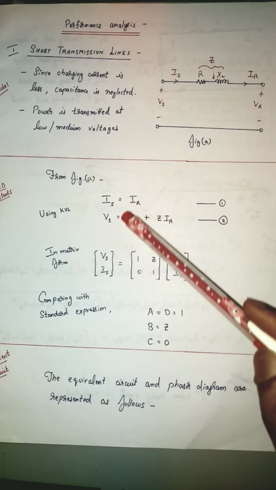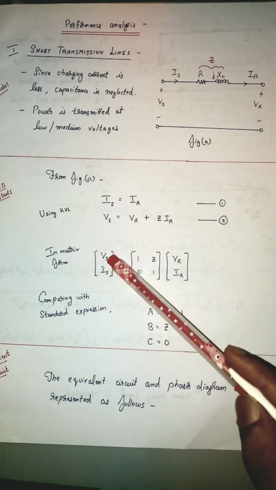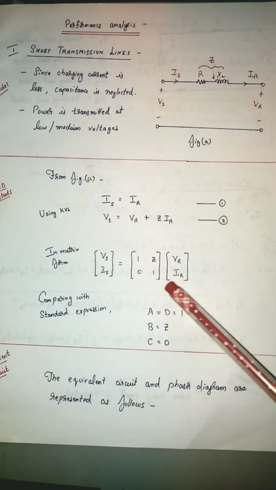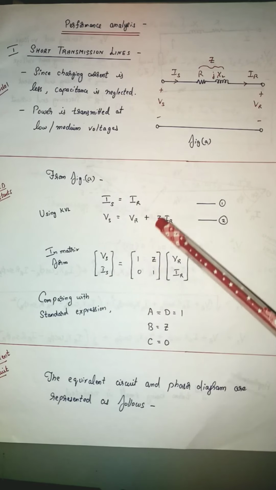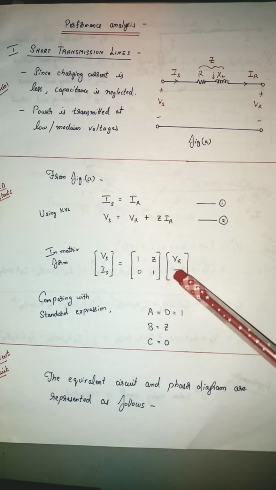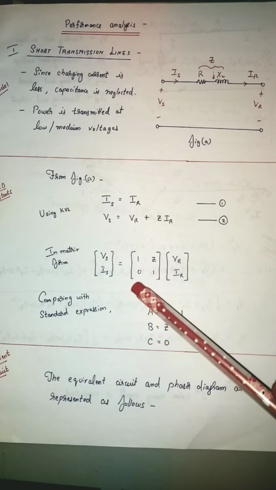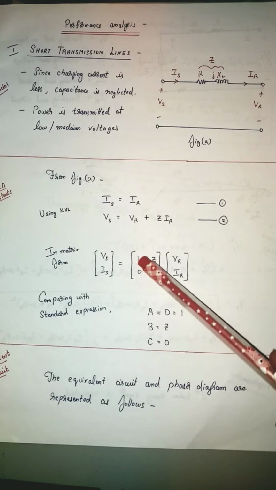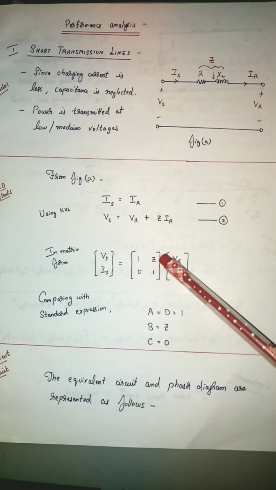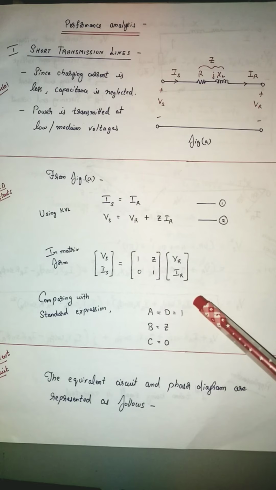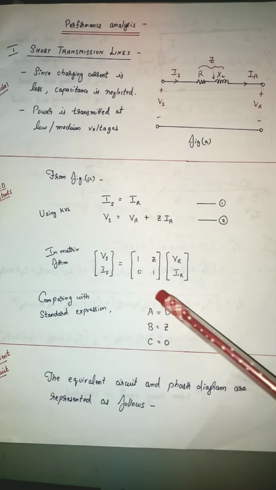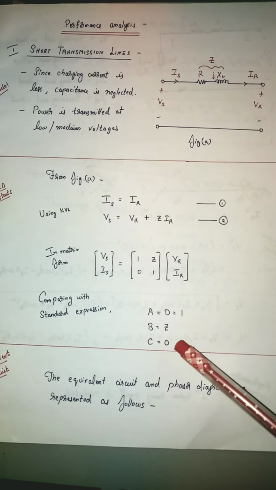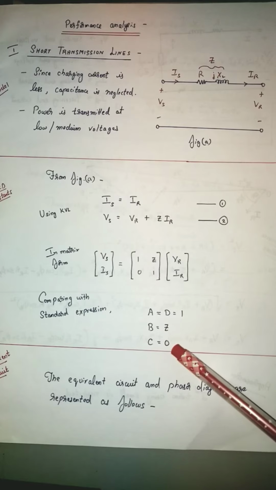Now I'll write the same equations in matrix form. Vs is equal to VR plus ZIR. Is is equal to 0 into VR plus IR, because Is is just equal to IR. These two equations have been written in matrix form. Now if you compare this with the standard expression, that is Vs, Is, VR, IR, A, B, C, D, you will get the ABCD constants. A is equal to 1, D is equal to 1, B is Z, C is 0. So the ABCD constants for a short transmission line are A and D equal to 1, B is Z and C is 0.